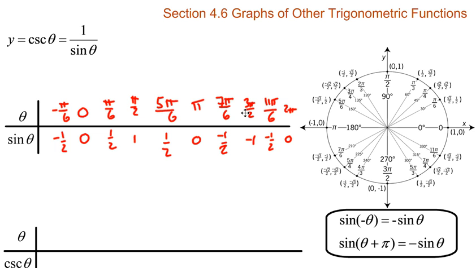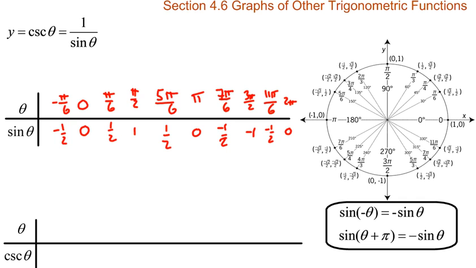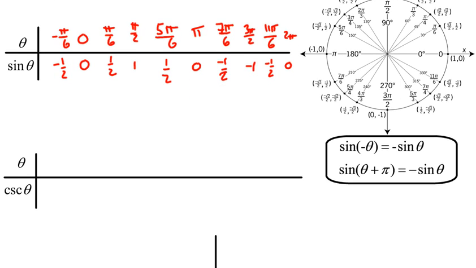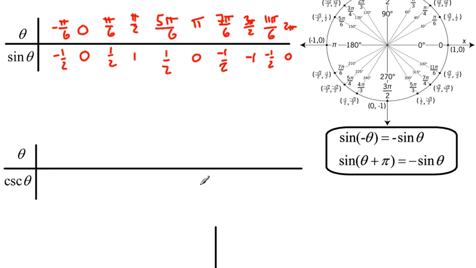Okay, so we've just done one full period, right? We went around the entire unit circle. So the way that we derive now our cosecant values is I just take the reciprocal of these. For example, theta stays the same, so negative pi over 6. And what's the reciprocal of negative 1/2? Well, it's just negative 2.